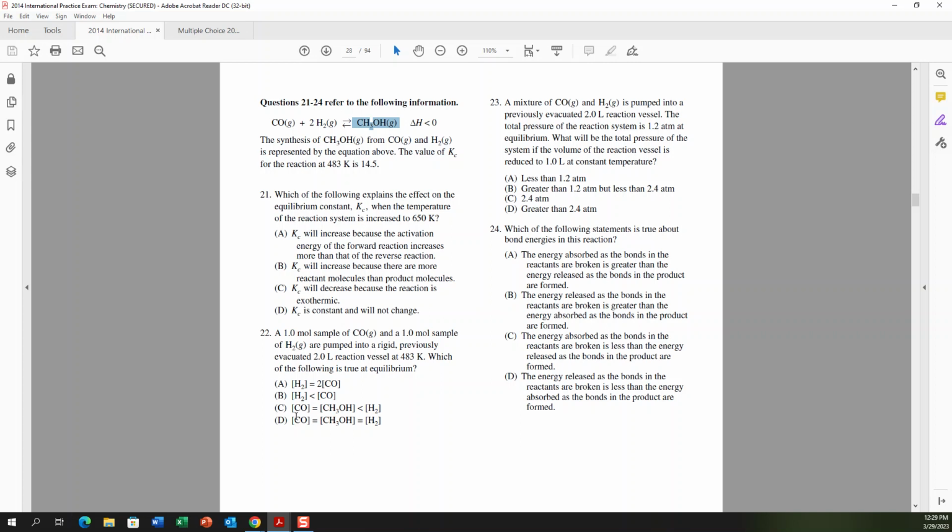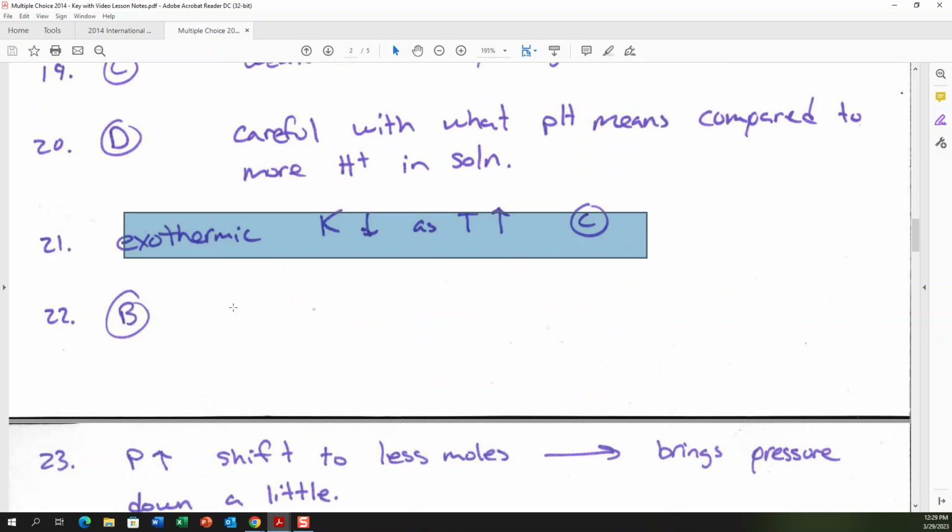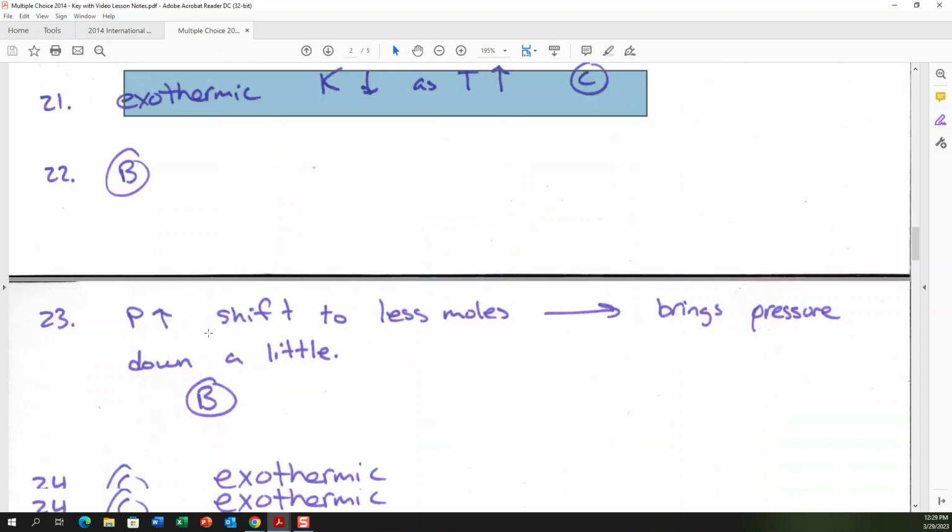So CO being equal to CO. Now the amount of CO lost is equal to the amount of this gained because it's a 1-to-1 ratio, but we don't know if they're going to be equal or not. Well, we know they're not going to be equal because the equilibrium constant is greater than 1. But anyway, choice B has got to be the right answer. Yeah, let's not waste any more time on that one. All right.